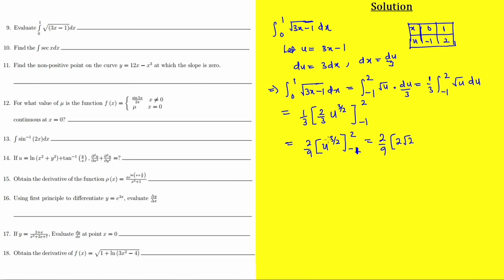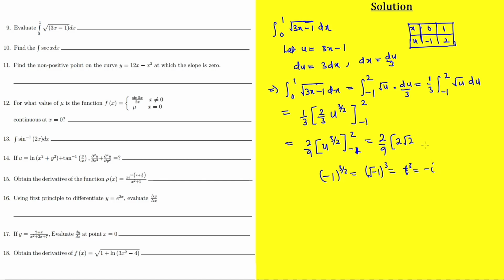Okay, now, not only that, if I substitute the value of minus 1, here I have minus 1 raised to power 3 over 2. So minus 1 raised to power 3 over 2 is what? Here we have square root of minus 1, everything raised to power 3, which will give us i raised to power 3, which will give us minus i. So here we have the lower limit to be minus i.